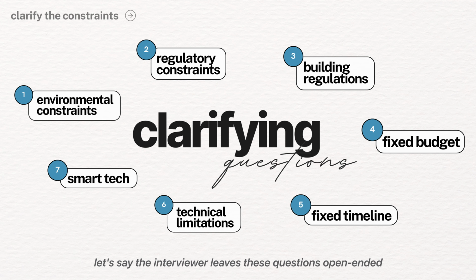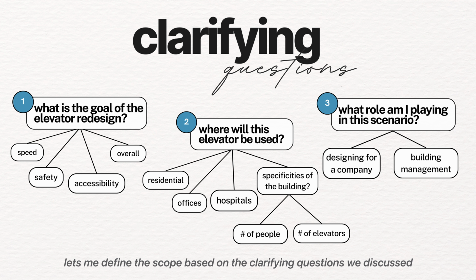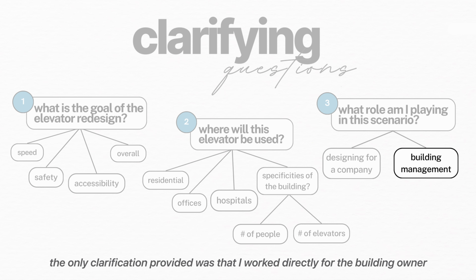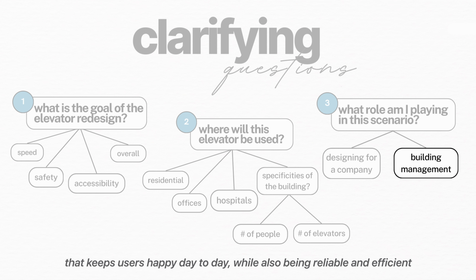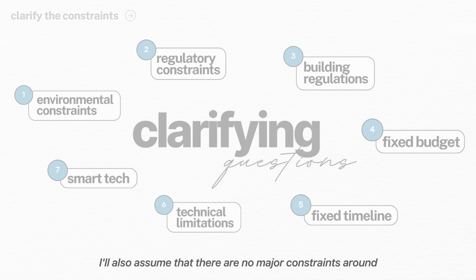Let's say the interviewer leaves these questions open-ended, which happens pretty frequently. That means we can define a lot of the goals and users ourselves based on what we believe will result in the most impact. For this walkthrough, let's assume that the interviewer lets me define the scope based on the clarifying questions we discussed. The only clarification provided was that I work directly for the building owner. That means my responsibility is to design an elevator system that keeps users happy day to day while also being reliable and efficient. I'll also assume that there are no major constraints around budget, timeline, or technical feasibility.